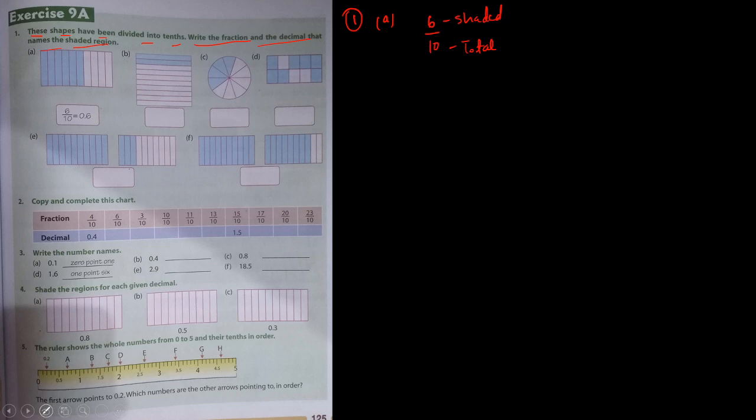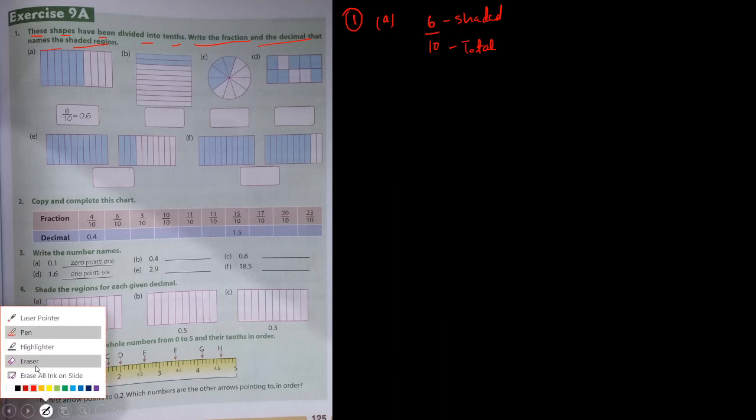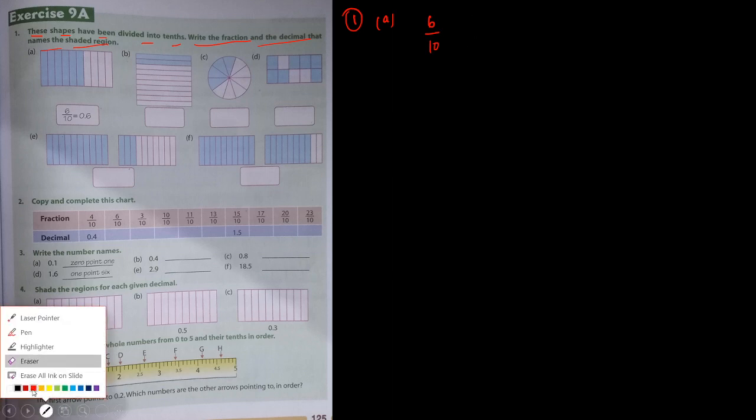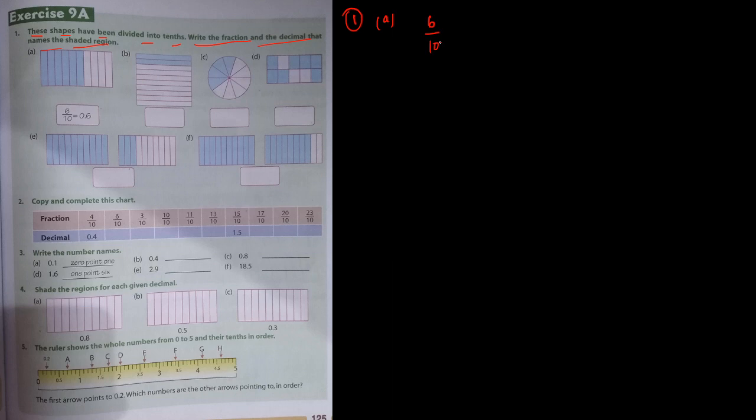Now, how are you going to write 6 upon 10 into the decimal? This thing we have done in the previous chapter: how many zeros are there in the denominator? 1 0. There is only 1 zero in the denominator. So what we will do, we will put a decimal after one digit in the numerator. So it will be 0.6.